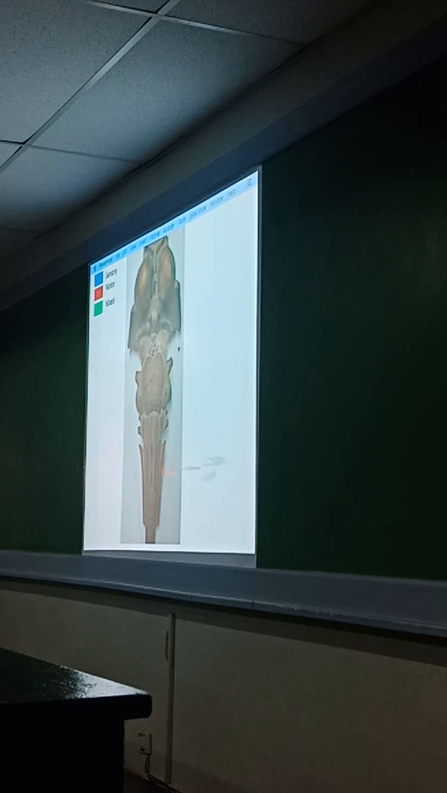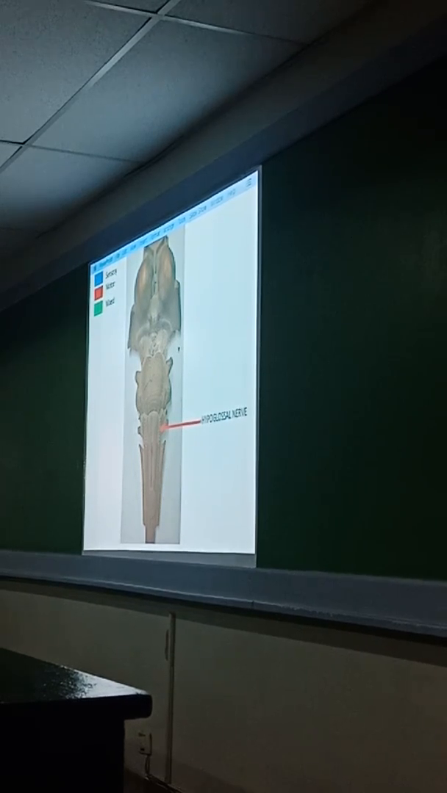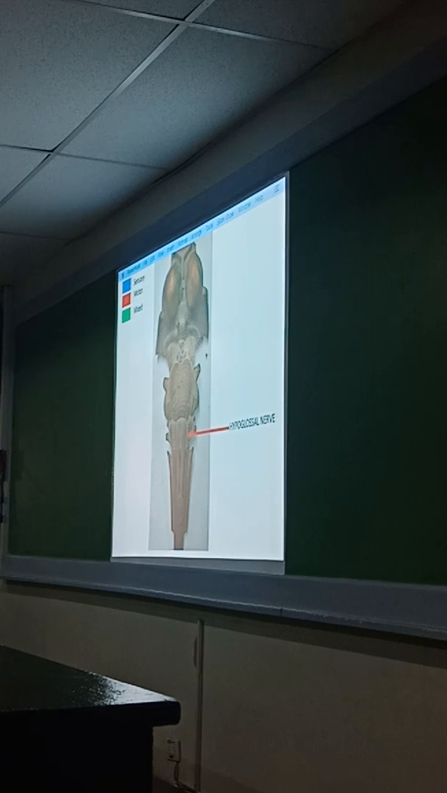Okay. Then, lastly, you have the hypoglossal nerve between the pyramid and the olive. Diyan nag-exit yung hypoglossal nerve nyo. Okay? The pyramid and the olives are two swellings of the medulla. In between, that is where the hypoglossal nerve exits. Okay? So what is the function of the hypoglossal nerve? It is motor. Tongue muscle. Okay, did you get it?